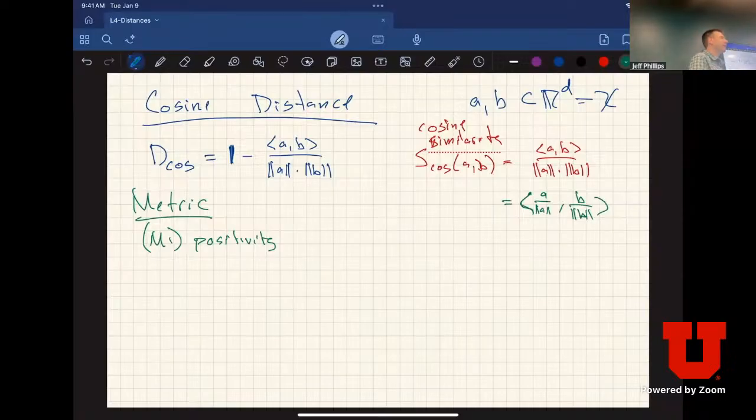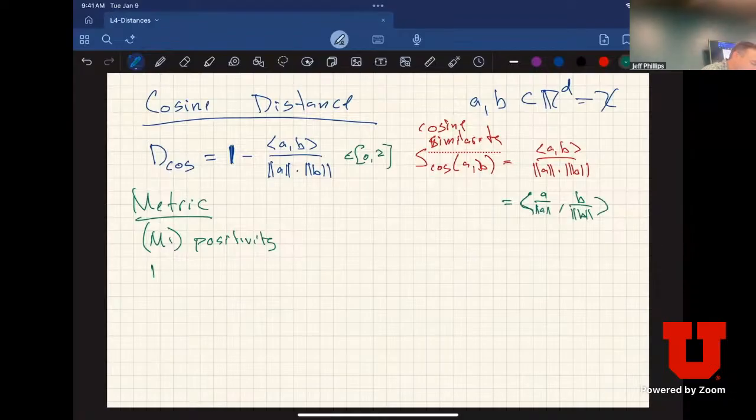Okay, what's the largest it can be? If they're orthogonal, the dot product will be 0. So 1 minus 0 will be 1. But the dot product can also be negative. If they're anti-aligned, pointing in different directions, the dot product will be negative 1. So the distance can be between 0 and 2, but it satisfies this positivity property. So it's okay.